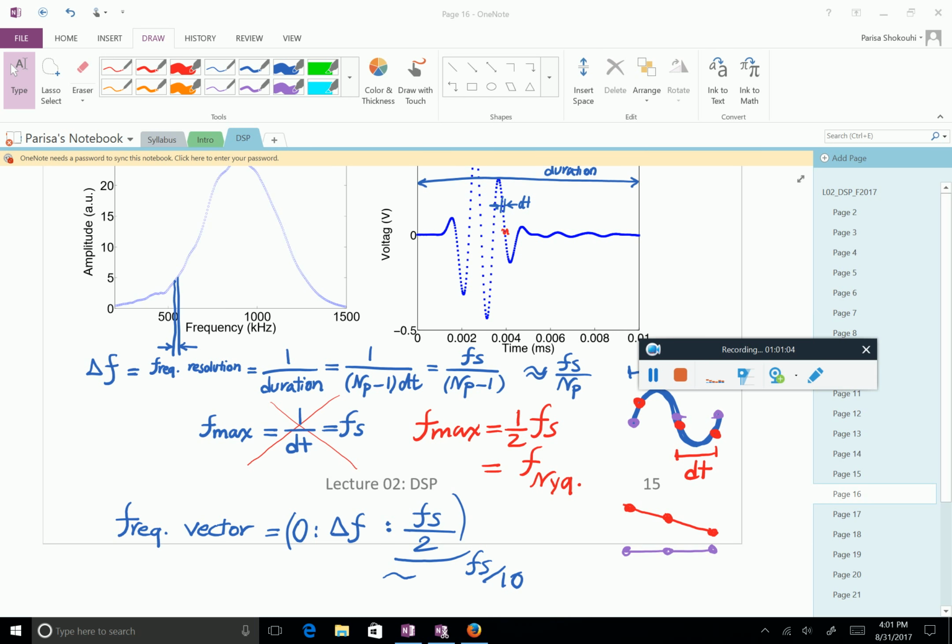Next time, when I ask you to download a signal and look at it, come to the class prepared. It's just in the interest of efficiency in the class.